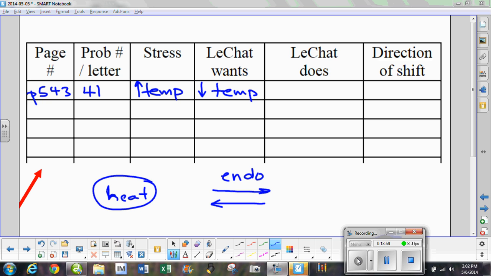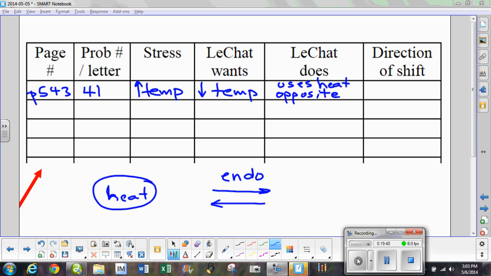Okay. And what does he do to get the temperature down? Does he use heat or does he make heat? Use it. You got to use it to get rid of it. Uses heat. In order to use heat, does he have to go to the same or opposite side of heat? Opposite indeed.